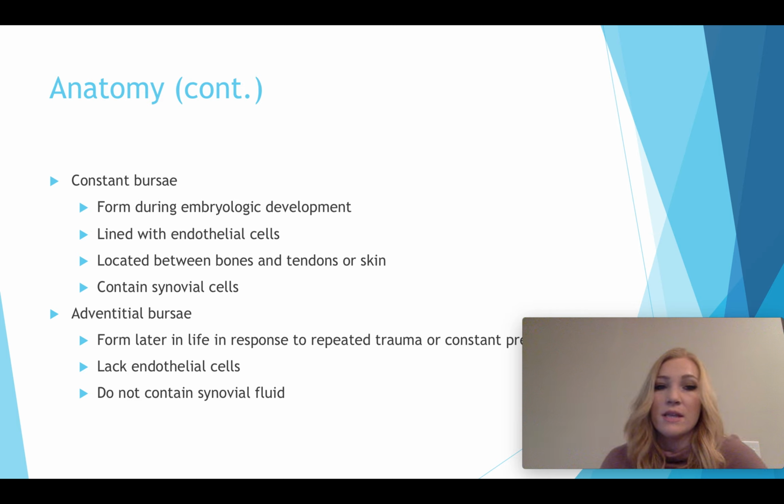So constant bursae form during embryologic development. They're lined with endothelial cells located between bones and tendons or skin, and they contain synovial cells. These are the cells that secrete a lubricating fluid rich in collagen and proteoglycans. Adventitial bursae form later in life in response to repeated trauma or constant pressure. They lack those endothelial cells, and they also do not contain synovial fluid.